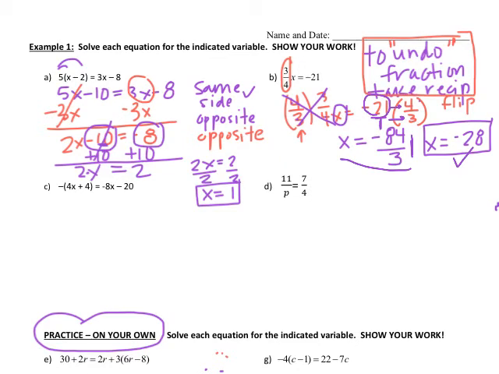There are a couple problems that you're going to need to do. Remember to take the reciprocal. Let's go ahead and move on to problem C.